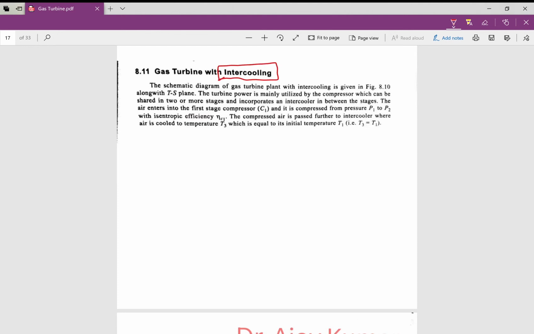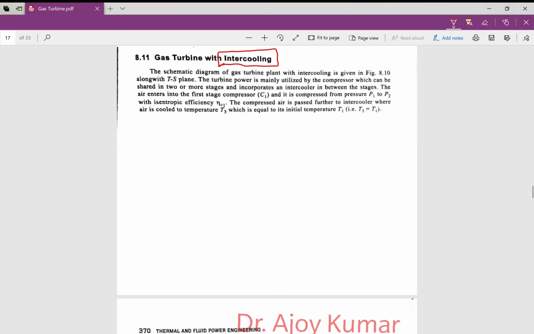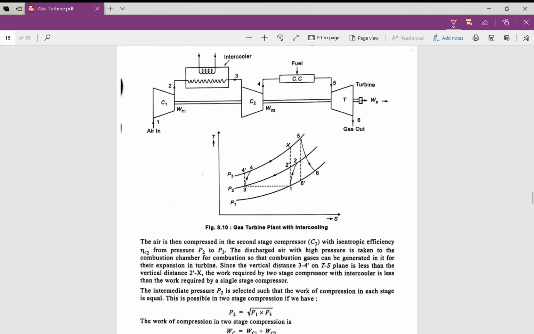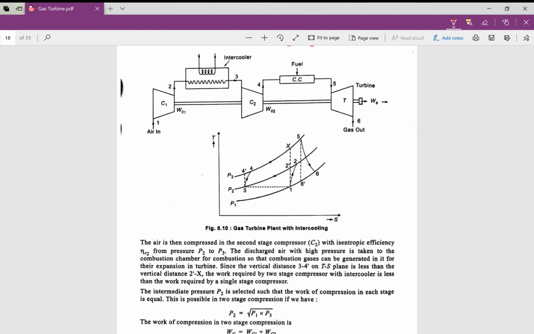Dear students, as you might know, intercooling comes into the picture when there is more than one compressor. So here is the layout of intercooling introduced in a gas turbine plant. Here, dear students, there are two compressors, C1 and C2. First, atmospheric air is sucked in. It goes to compressor 1, C1.